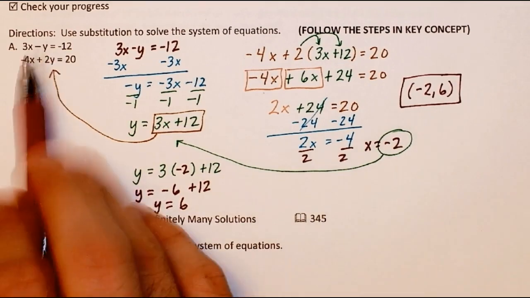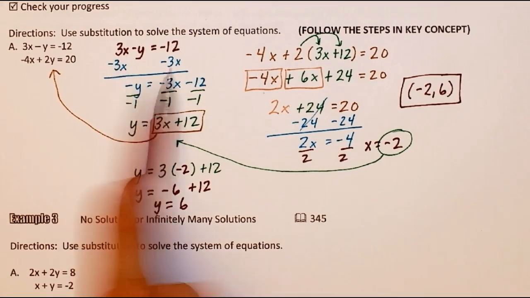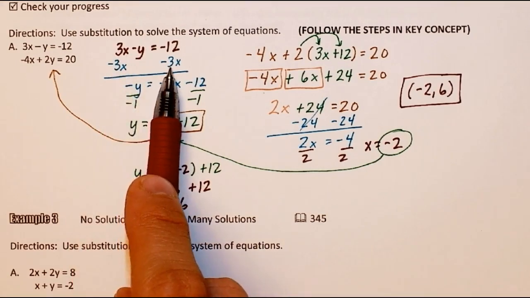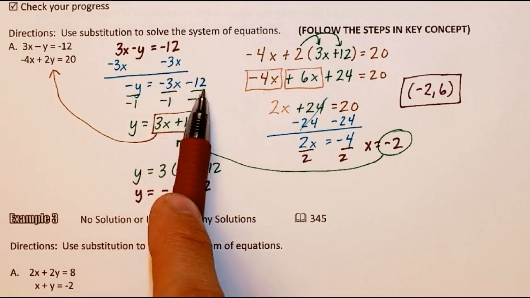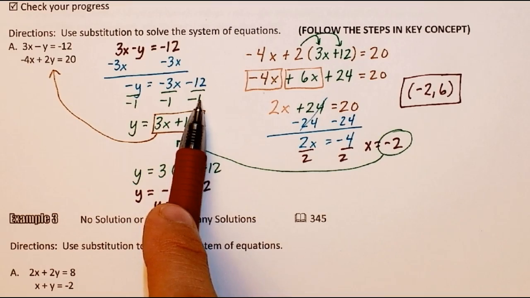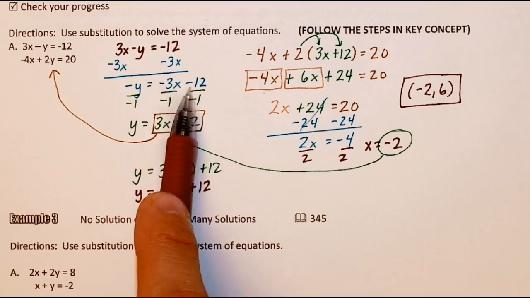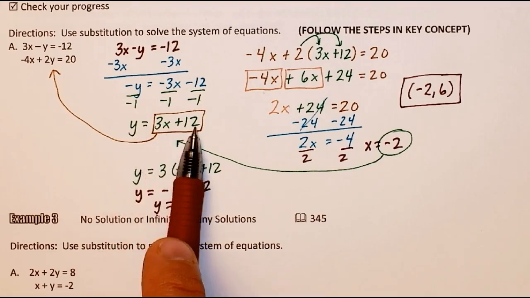Okay, I solved this first equation for y, so the first thing I had to do was subtract 3x from both sides. After I did that, I got negative y equals negative 3x minus 12. To get rid of the negative, I divided everything by negative 1. So that changed the signs on both of these. So y equals 3x plus 12.